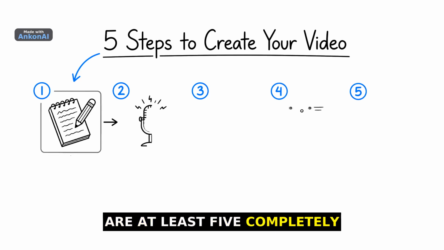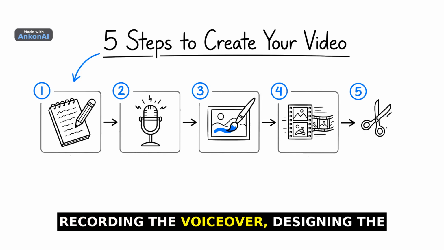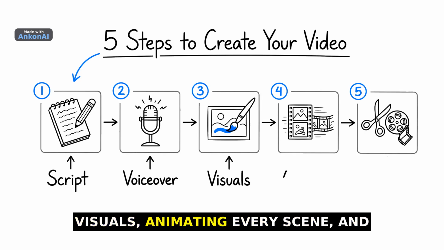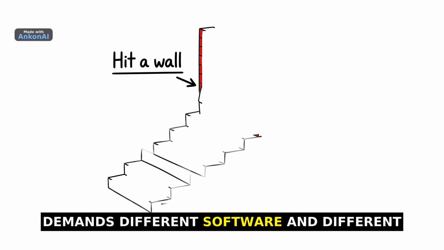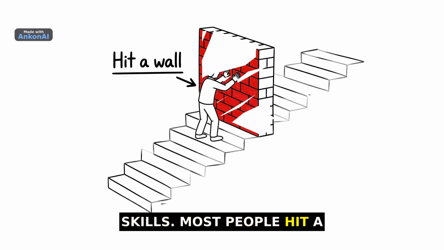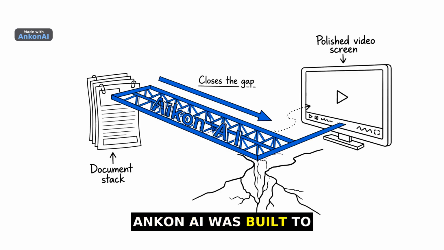There are at least 5 completely separate stages: writing the script, recording the voiceover, designing the visuals, animating every scene, and editing everything together. Each stage demands different software and different skills. Most people hit a wall somewhere in the middle and either give up or pay someone else to finish it. That's exactly the gap Ankon AI was built to close.